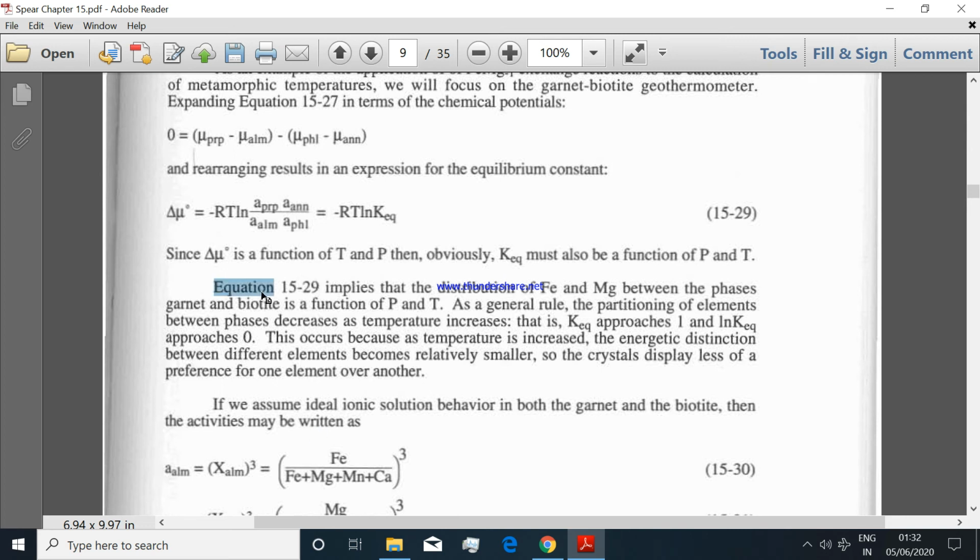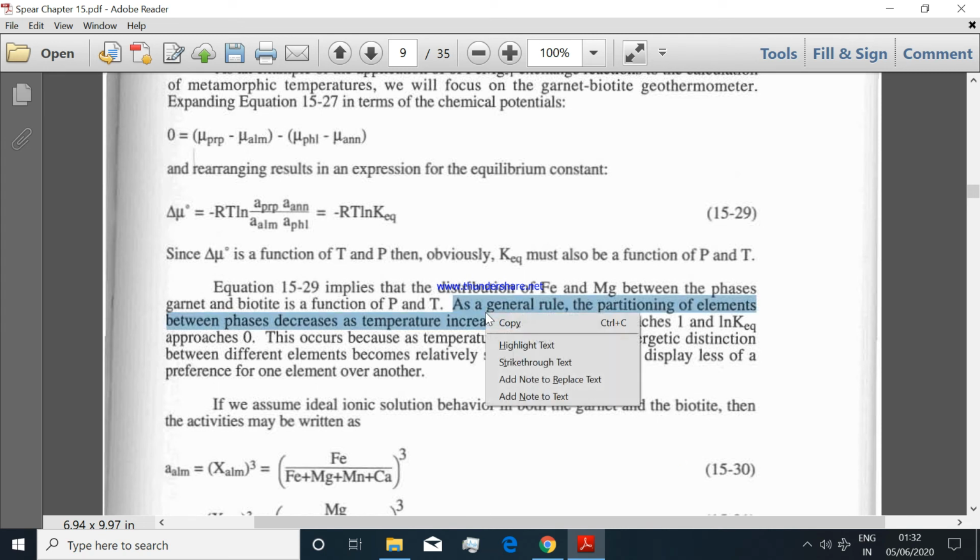This equation implies that the distribution of Fe and Mg between the phases garnet and biotite is a function of pressure and temperature. As a general rule, the partitioning of elements between phases decreases as temperature increases. That is, K equilibrium approaches 1.